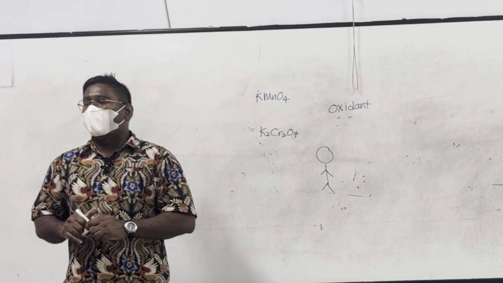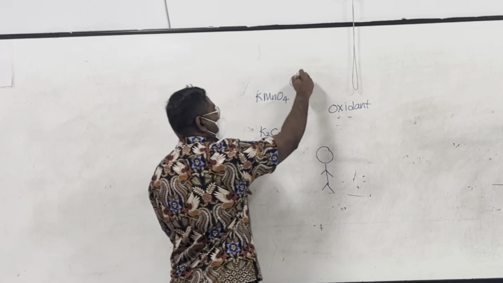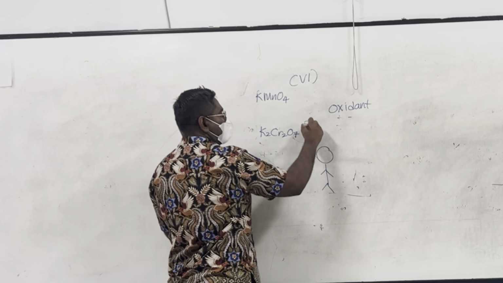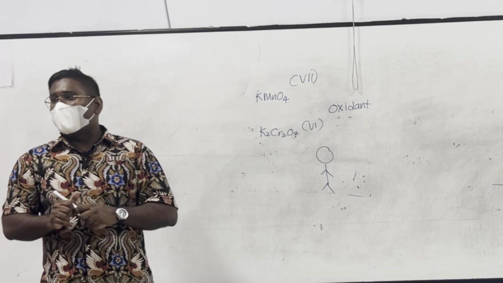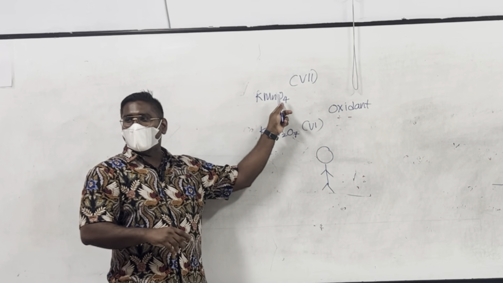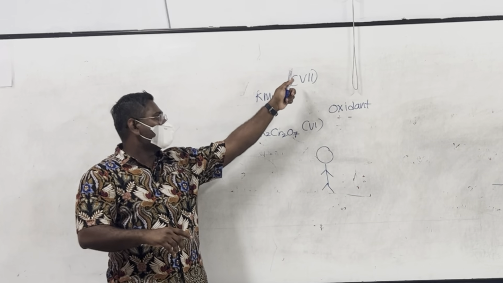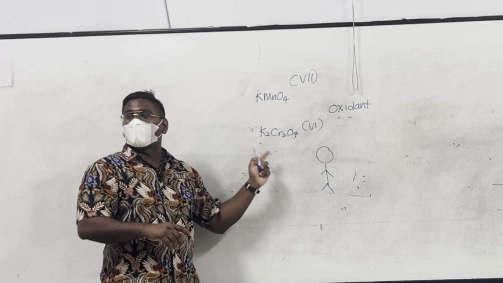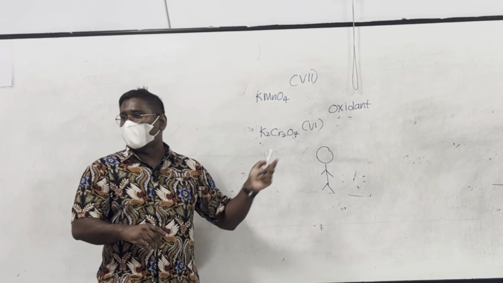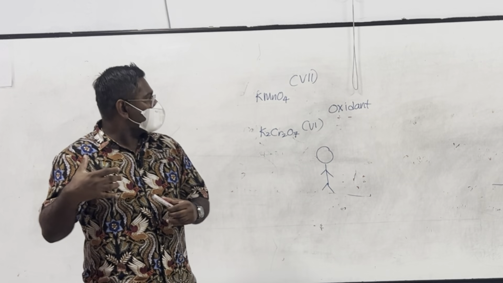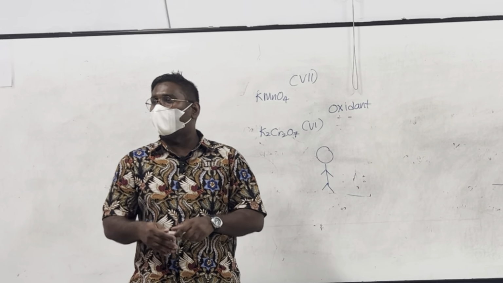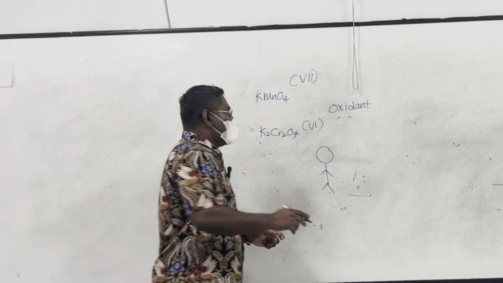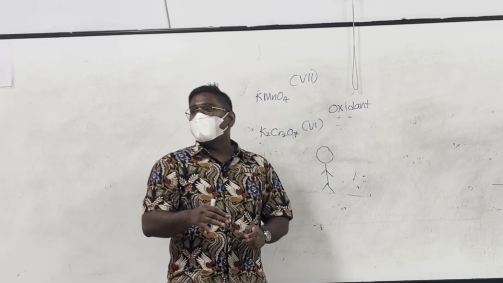The oxidation numbers we have already learned. This is 6. This is 7. This is 6. Acidified potassium manganate(VII). Acidified potassium dichromate(VI). Now I'll give you one simple example so that we can learn about balancing equations. Now, they are oxidants.